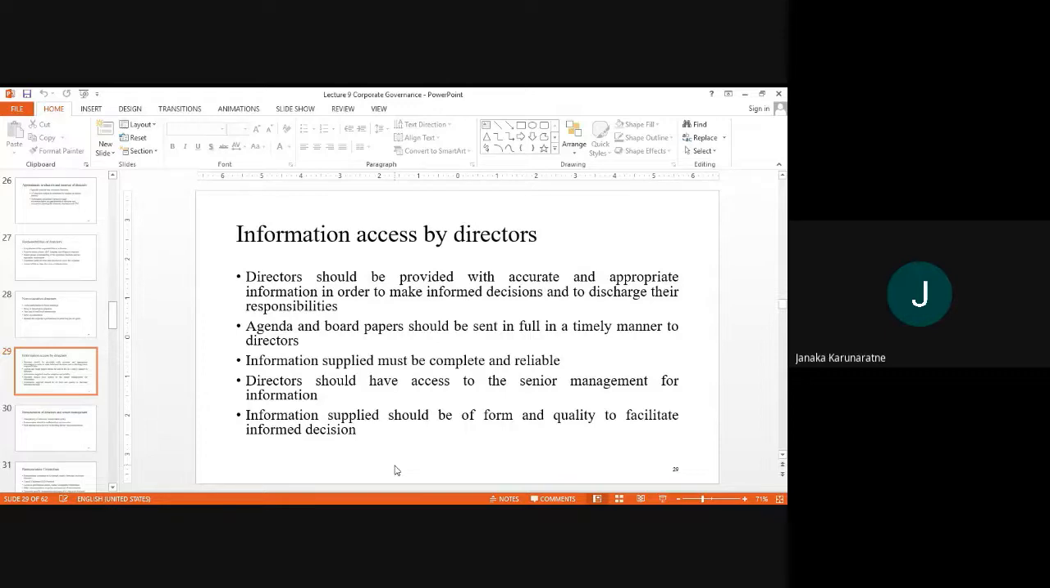Information supplied must be complete and reliable. In order to make the right decision, information supplied must be complete and reliable. Directors should have access to senior management for information. Whenever directors feel that they need more information, they must be able to access the senior management and discuss with them. Information supplied should be of a form and quality to facilitate this. So this was already explained. The quality of the information is very important. Otherwise, the decisions or the suggestions made by directors will not be accurate.